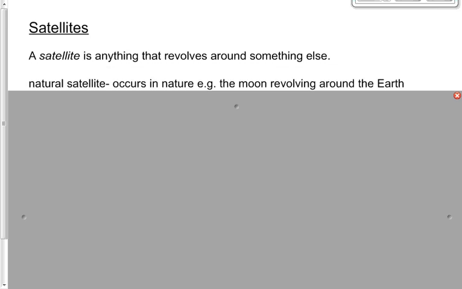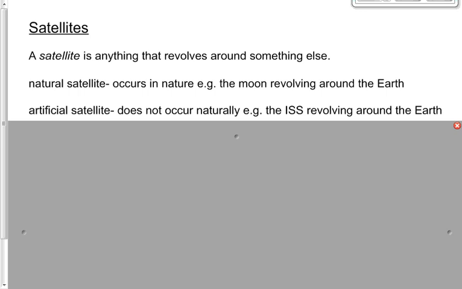A natural satellite occurs in nature, like, for instance, the moon revolving around the Earth. Just because it's natural, like the Earth revolving around the sun or the moon revolving around the Earth, doesn't mean it's not a satellite. It still revolves around something else. We just call it a natural satellite versus an artificial satellite, which doesn't occur naturally. It could be the International Space Station revolving around the Earth. It could be something as simple as a car going around a circle around a racetrack. A satellite is something that revolves around something else. If it's not natural, then it's got to be artificial.